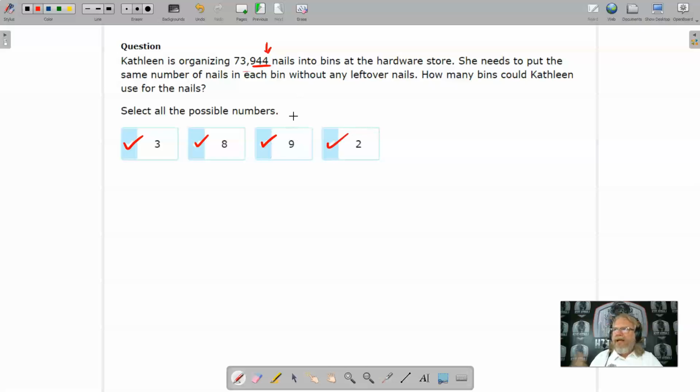All right, so those last ones will be word problems, but don't get too worried about it. You're going to have an easier time solving questions like these than Kathleen is going to have of trying to sort those 73,944 nails into 3, 8, 9, or 2 separate bins with the same number of nails, even though it's just 2 bins. Can you imagine trying to make sure you had the same number of nails in each one?